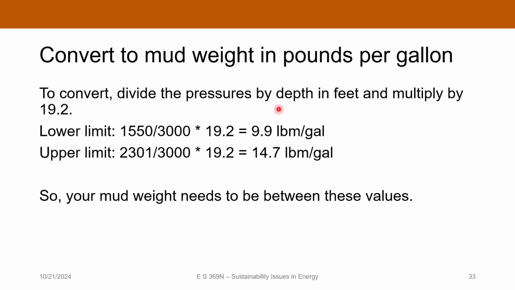So again, if we have a static column of drilling fluid at 3,000 feet depth, the pressure in that mud would be 1,550 psi gauge. We can do a similar thing for the upper limit, and we end up with 14.7 pounds per gallon. There are a couple of steps you need to take to get from the pressures to the densities, but it's not too bad. You just have to follow the steps.